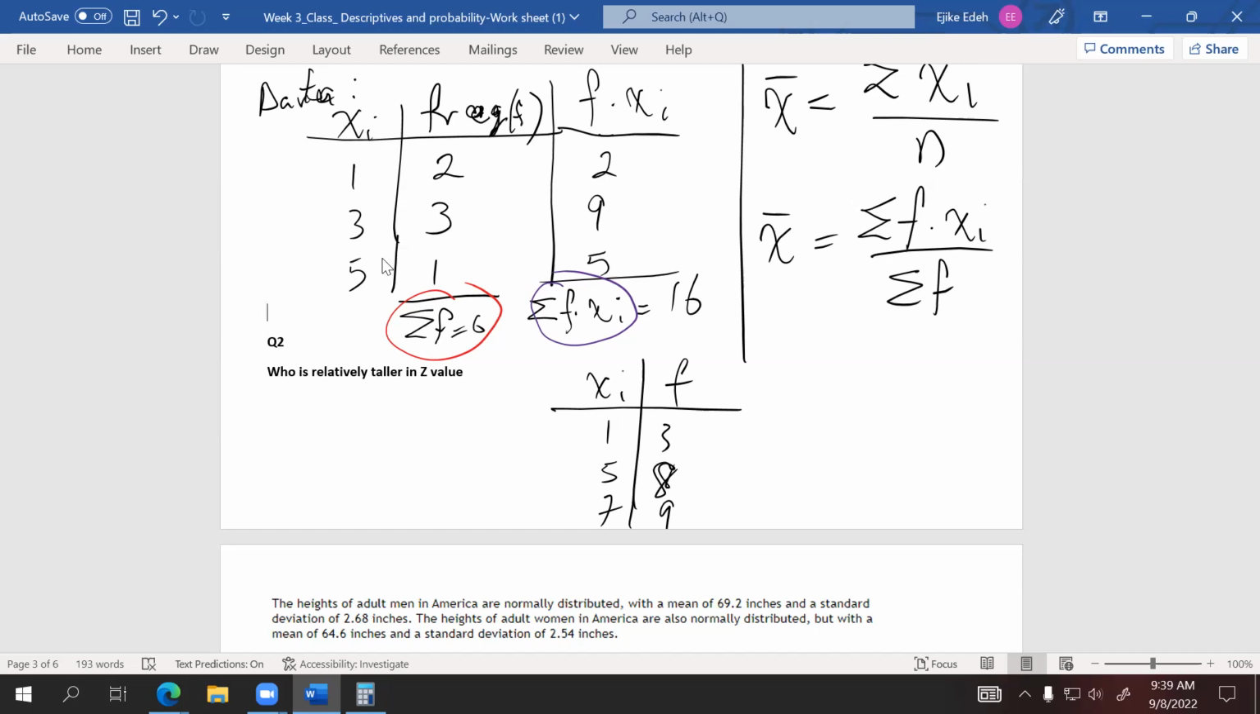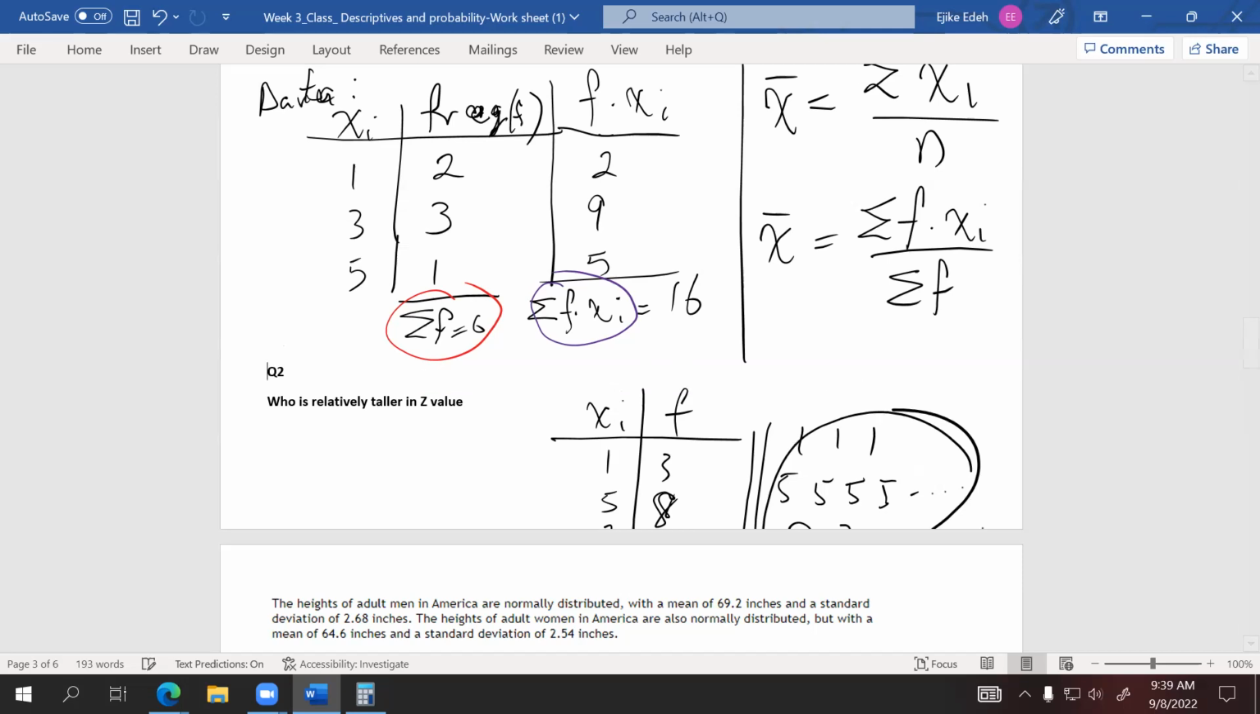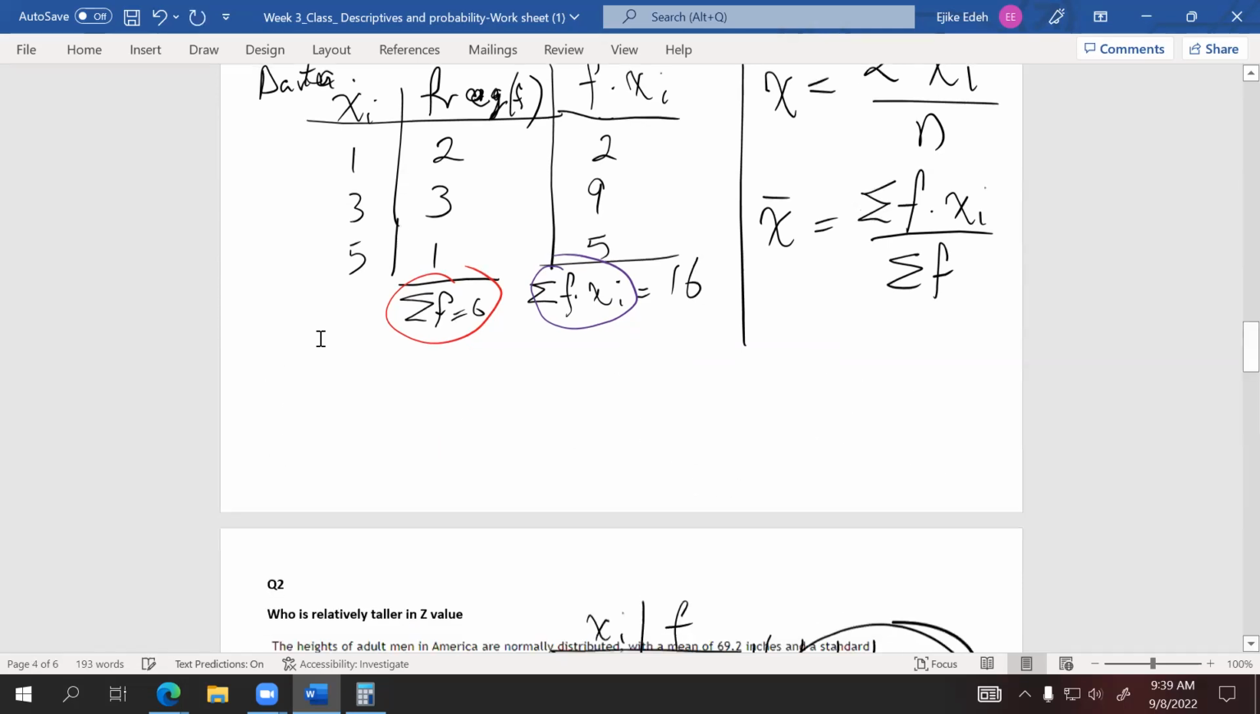But if you want, you can also write all these out. This is 1, 1, 1. That is 3, 1. This is 5, 5, 5, 5 into 8 places. And this is 7, 7 into 9 places. Then add all of them together. You can still do that, right? But this one is more compact and better than that. So we worked on that. Any question on this? I was doing a quick recap.